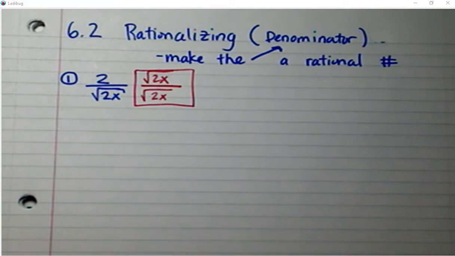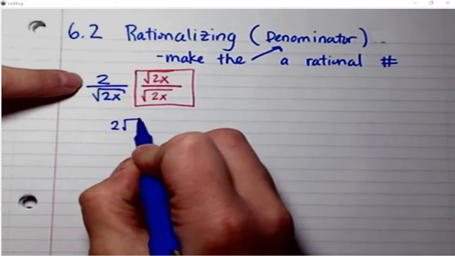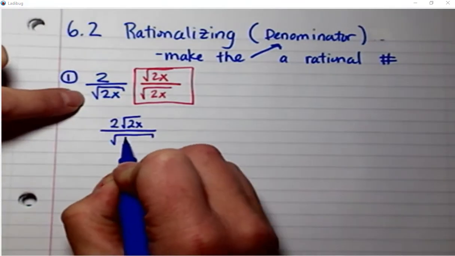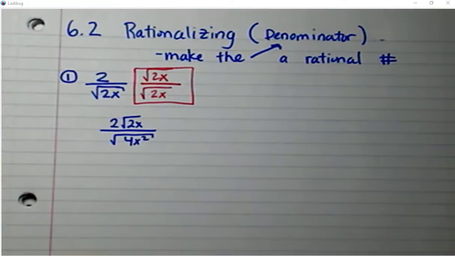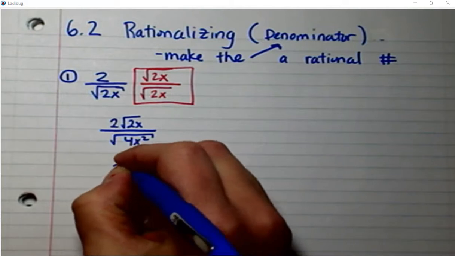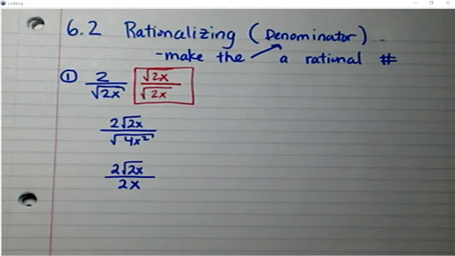So look at that. Now you just multiply the top of the fraction and the bottom of the fraction together and then simplify it. So the top is 2 root 2x. The bottom is 4x squared, which is magically a perfect square because you chose it so. And simplify. We still have 2 root 2x on the top and then 2x on the bottom.